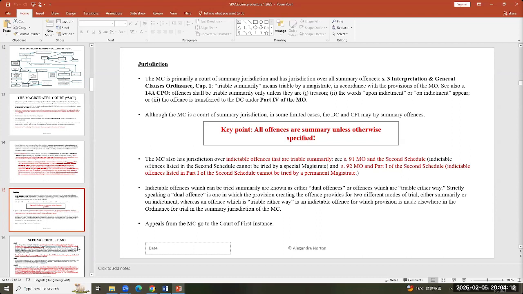Look at the statutory provision to determine whether it's a summary offense or indictable.